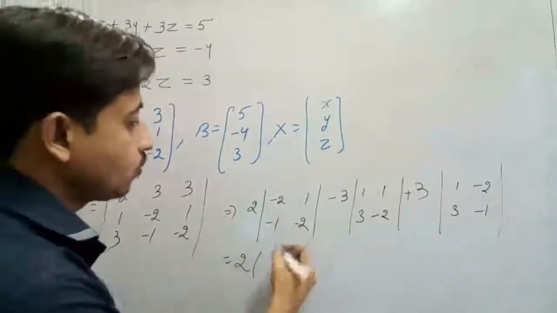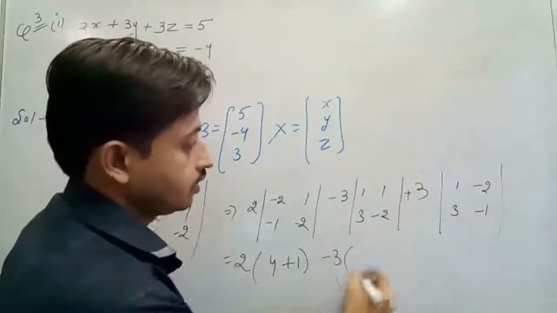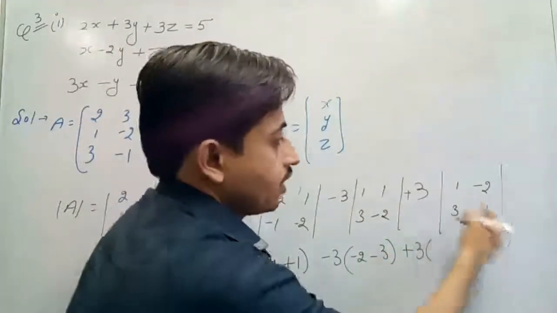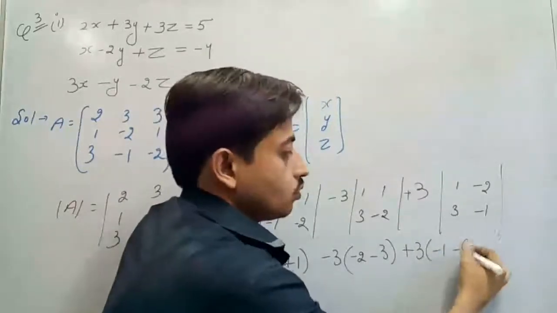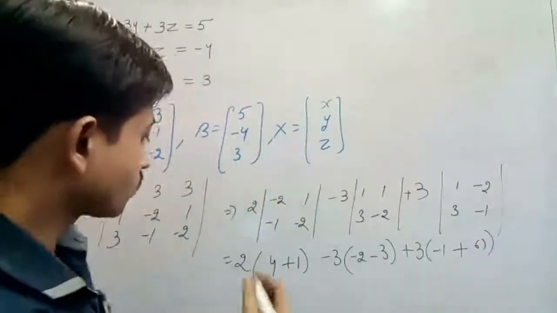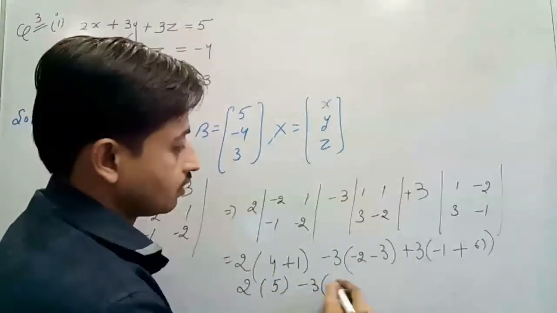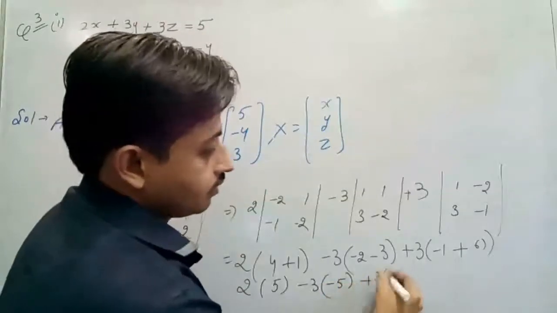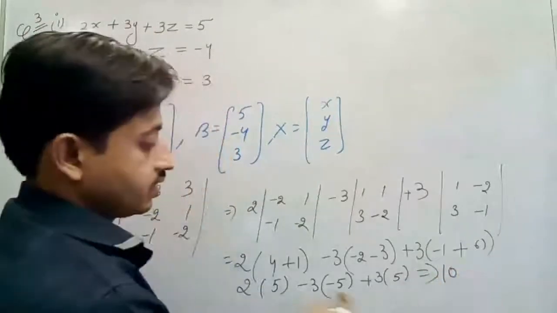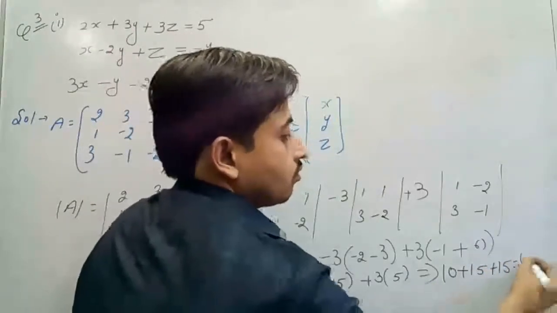2 into minus 2 into minus 2, we get 4. Minus 1 into minus 1, minus 1, so we get plus 1. Minus 3, 2 into 1, minus 2, minus 3 into 1, 3, plus 3, 1 into minus 1, we get minus 1, 3 into minus 2, we get minus 6. So this becomes negative, negative becomes positive, we can write directly. Solve it. 2, 4 plus 1, 5 minus 3, 2 and 3 minus 5 plus 3, which is also 5 into 2, 10, minus 3 into minus 5 plus 15, 5 into 3, 15, which is 40.